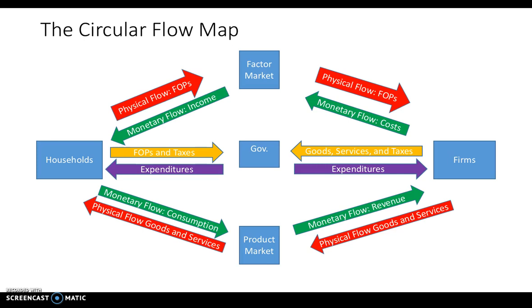So factor market, product market. Factor market is where the factors of production go to the firms from the households to become goods and services. Product market is where they are sold to the households. You got the consumption revenue on the bottom and the cost income at the top. The government's got taxes coming in, and some goods and services are going to them, some factors of production, and then you have the expenditures going out to the households and the firms. So hopefully you got this. Back it up, like I said, if you need to.